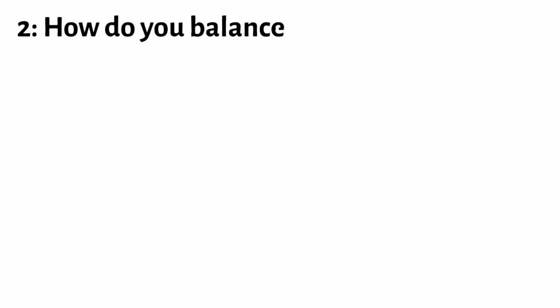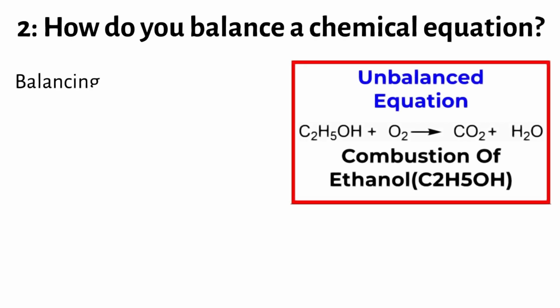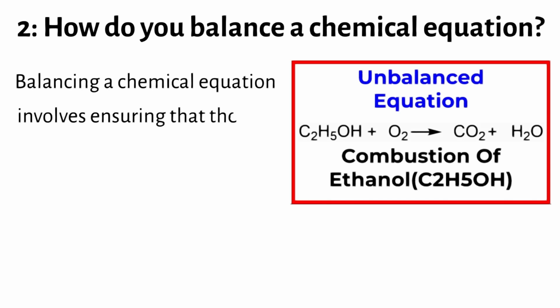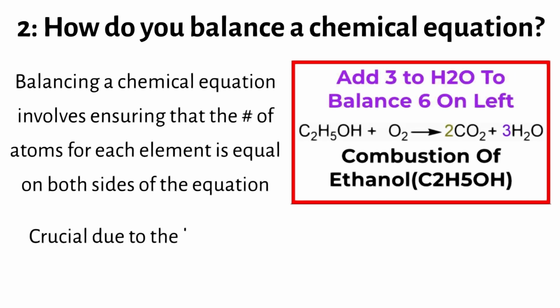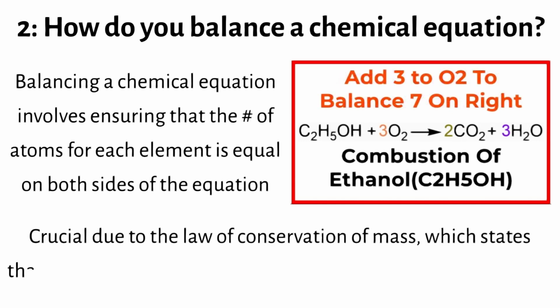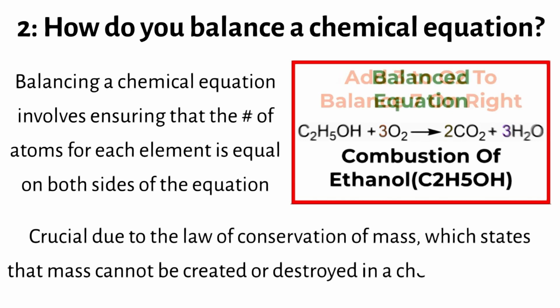Number 2, how do you balance a chemical equation? Balancing a chemical equation involves ensuring the number of atoms for each element is equal on both sides of the equation. This is crucial due to the law of conservation of mass, which states that mass cannot be created or destroyed in a chemical reaction.